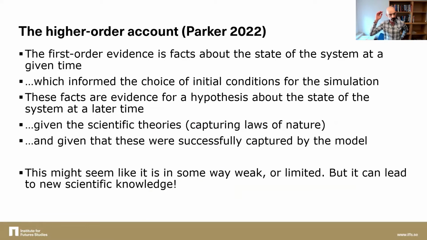And so what Parker offers is this kind of account, that there is some first order evidence out there. And what it is first order evidence about, which is facts about the state of the system at a given time. So in this case, this is like historical and current observational evidence about states of the climate. These things were used to inform the model. They were plugged in as initial conditions for the model that it then used to run and calculate future steps.